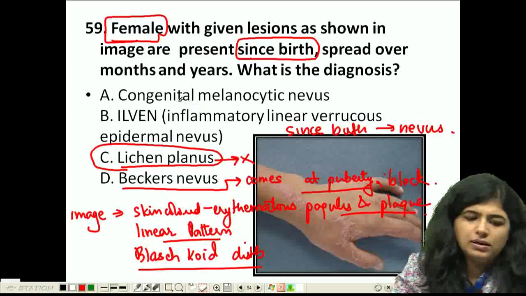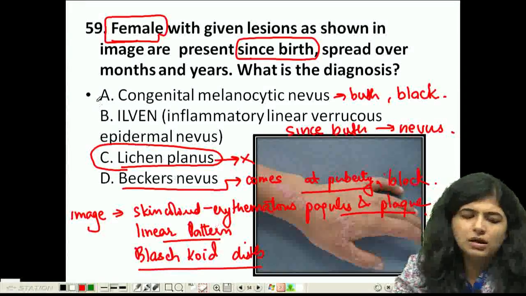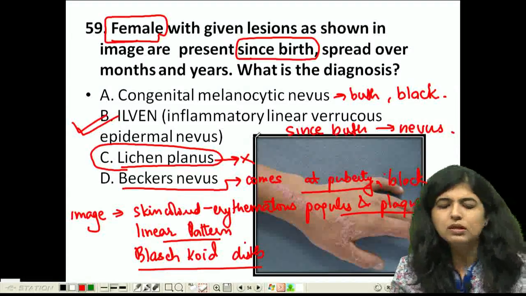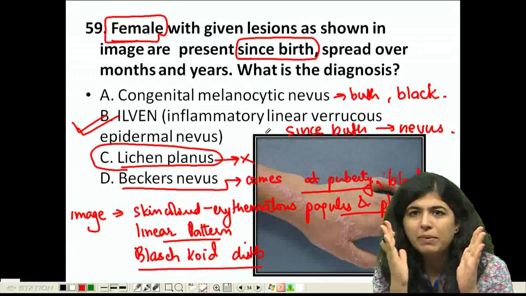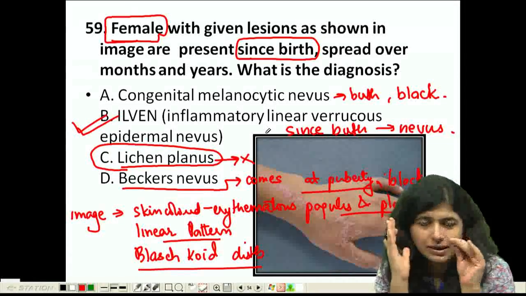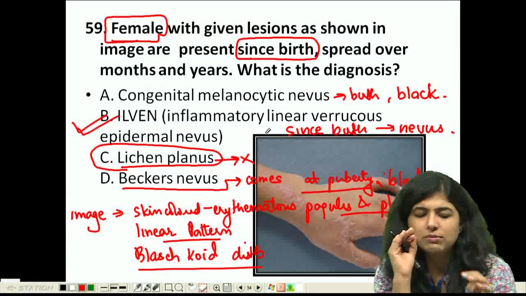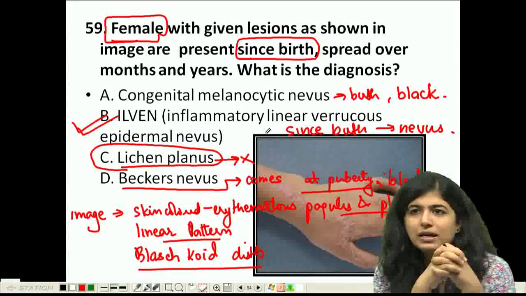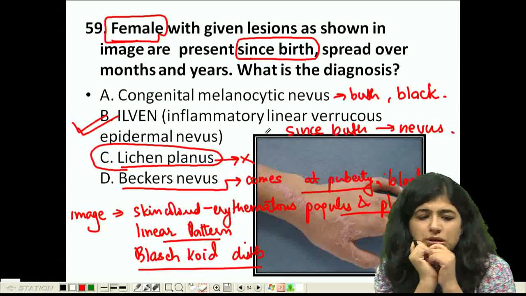Congenital melanocytic nevus, yes, present since birth, but it is black in color. The answer here is inflammatory linear verrucous epidermal nevus. Congenital melanocytic nevus present since birth, but black in color with thick hair in it. Lichen planus will be purple papules. That is actually the most important differential in this case, because here the lesions look like a lichen planus, they are slightly purplish, but that is not present since birth.